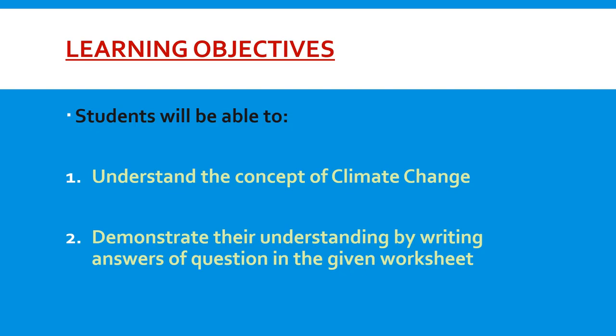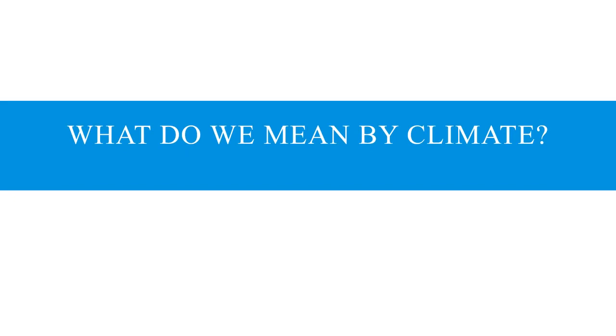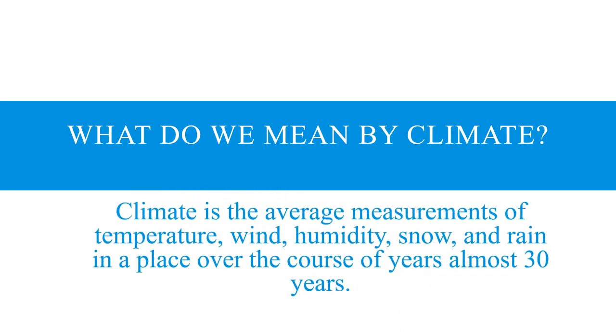Dear students, just brainstorm what comes to your mind when you listen or read the words climate change. Yes, take your time. Well, students, first tell me, what do we mean by climate? I hope you all will be in a position to tell the simple definition of climate. Well, we learned that climate is the average measurements of temperature, wind, humidity, snow, and rain in a place over the course of years, almost 30 years or more.